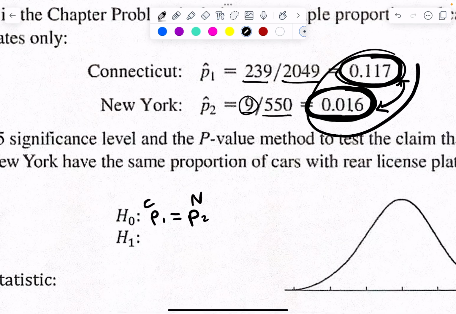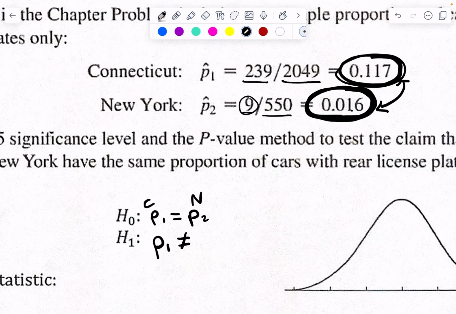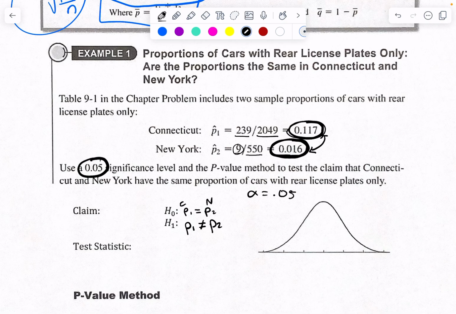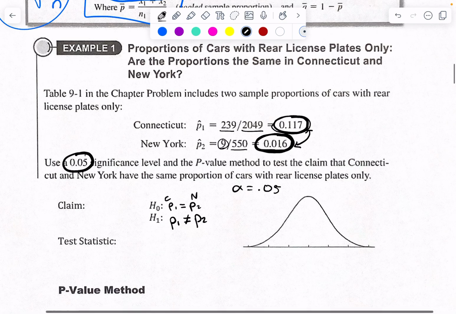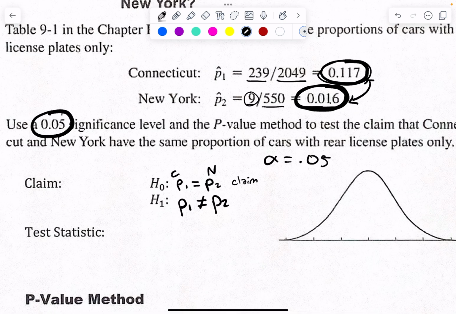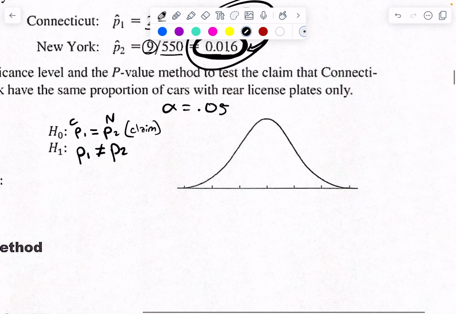Now, these don't look the same. 11% does not look like 1% to me. So I'm going to guess that we are going to say that they are not equal, right? I'm going to guess that we're going to say that this is true, okay? So it says use a 0.05 significance level, so alpha is 0.05, and the p-value method, we're going to do p-value and critical value method, to test the claim that Connecticut and New York have the same proportion. So we are claiming that those numbers are the same, even though they don't look the same, because these two percentages don't even look close. So that's what we're doing. And we're setting up everything exactly the same. Since we have equal to and not equal to, we have a left and a right tail.